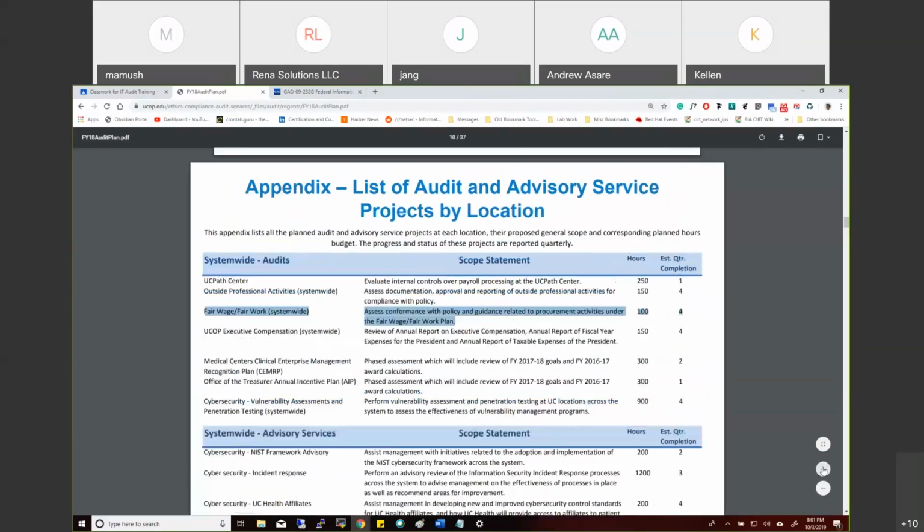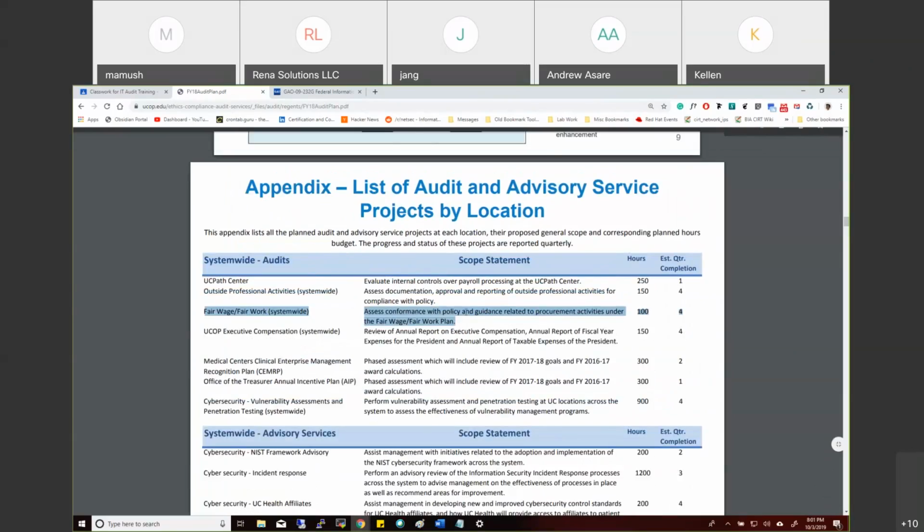Okay. So like a form of a compliance audit. The hours are 100 hours. So before I get started on this, I'm gonna put together my announcement letter, letting the team that's responsible for handling this type of work know that, hey, by the way, we've selected your process, as it relates to fair wage, fair work system, and so on.